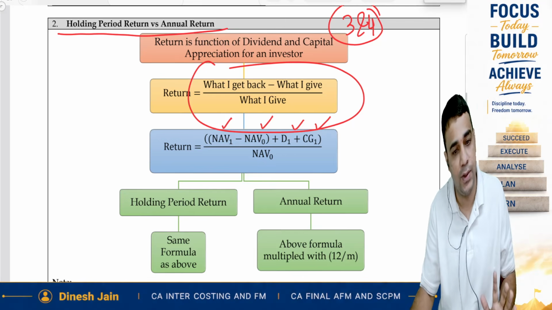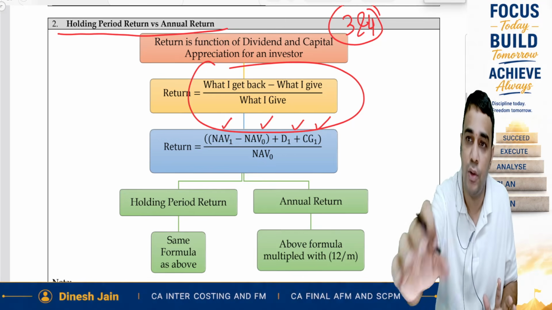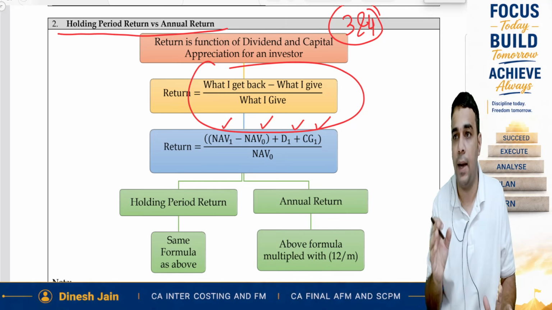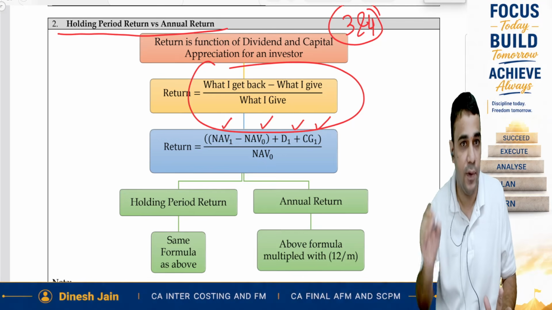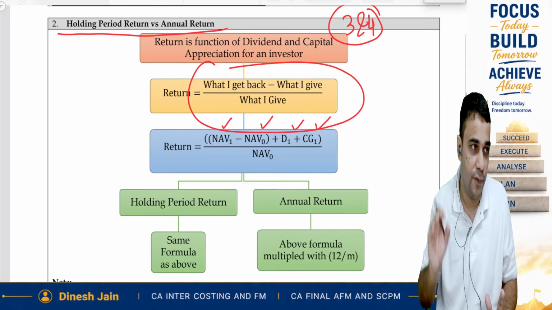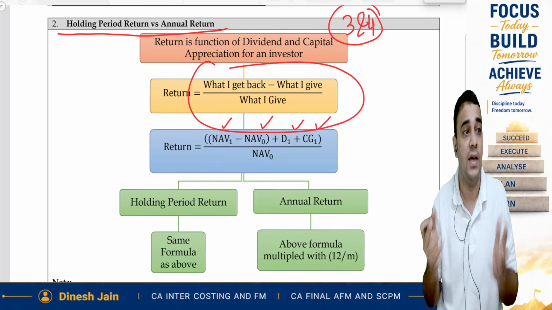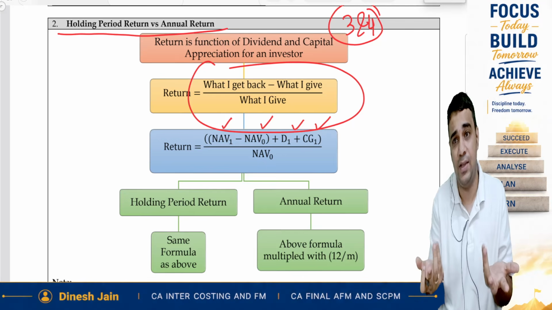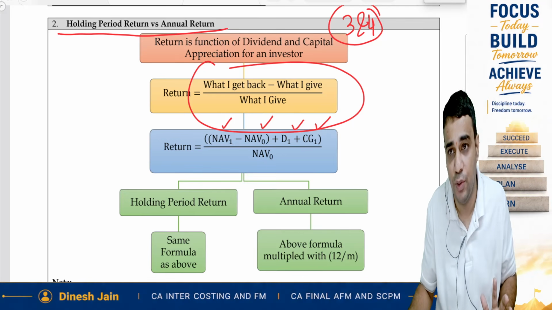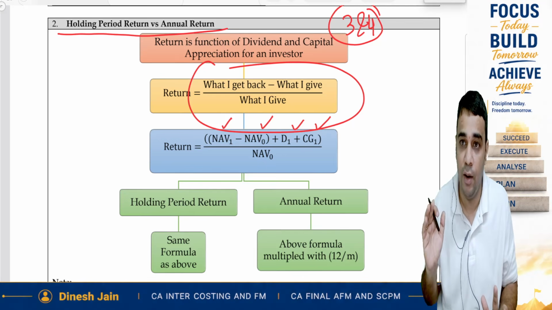But the basic logic is return is equal to what I get back minus what I give, divided by what I give, into 100. Into 100 if you want it in percentage. If somebody doesn't want it in percentage, then don't do into 100. Don't divide by the denominator.